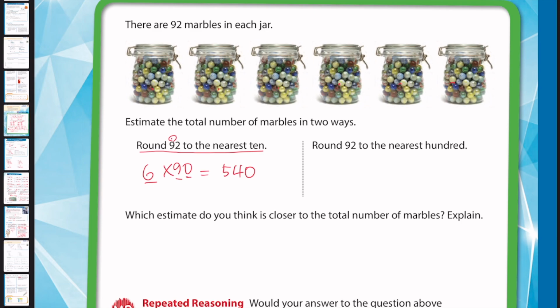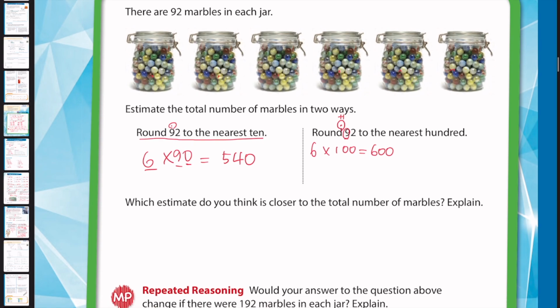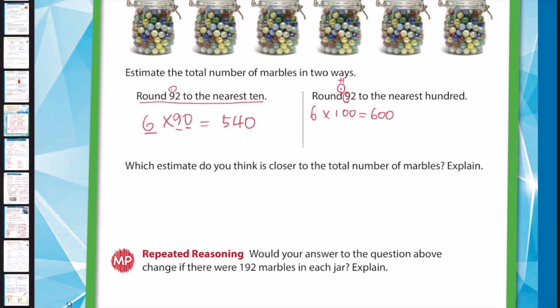This time we are going to round 92 to the nearest 100. Since this is a rounding up number, we are going to add 1 to the target number and make everything else 0. So it becomes 100 and we have the same 6 jars, which means 600 marbles. Now, which estimate do you think is closer to the total number of marbles?